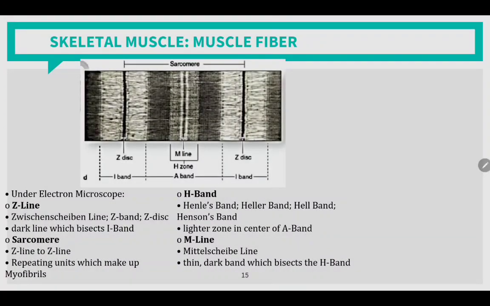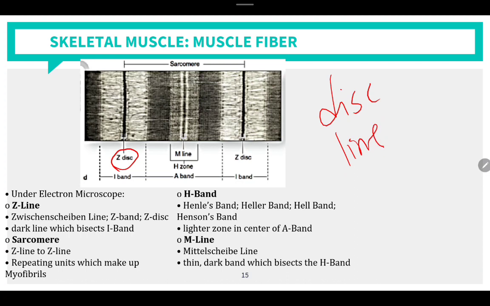Let's start first with the Z line. Okay. Itong Z disc. No? It can be line or disc. Okay. So, Z line, ito yung pangalan niya. Hindi ko na ma-pronounce yan, guys. No? Basta yan ang tawag sa kanya. It is the dark line which bisects your I band. Okay. So, they are repeating units which make up your myofibrils.